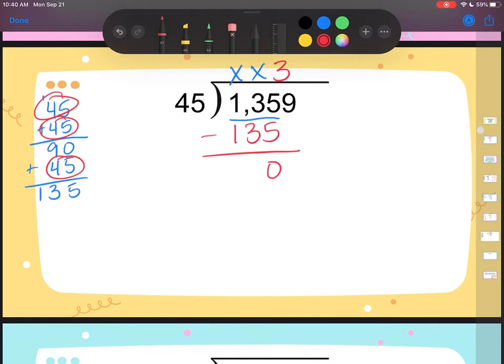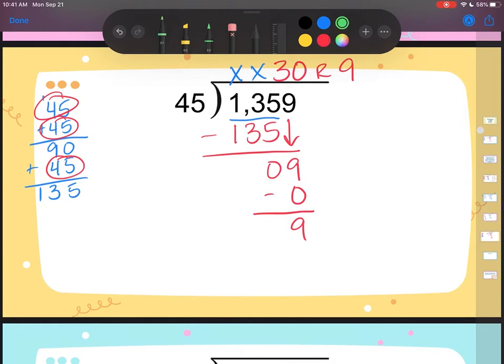So I'm going to compare. Obviously it went in enough times. So I'm going to bring down my 9. Well, 45 can't go into 9, right? It's too big. So 45 is going to go into 9 0 times. 0 times 45 is 0. And I end up with 9. So my answer is going to be 30, remainder 9.